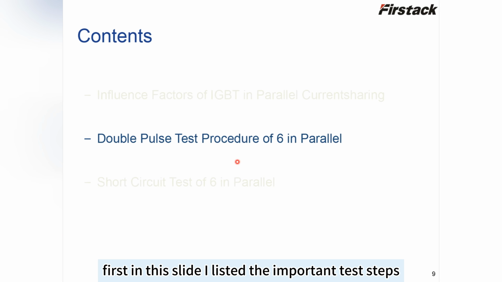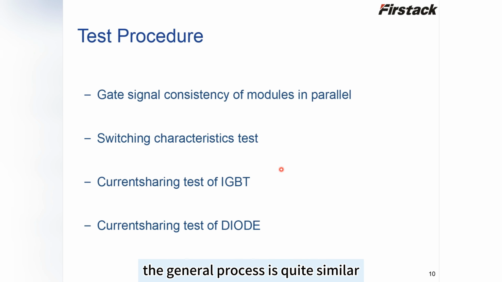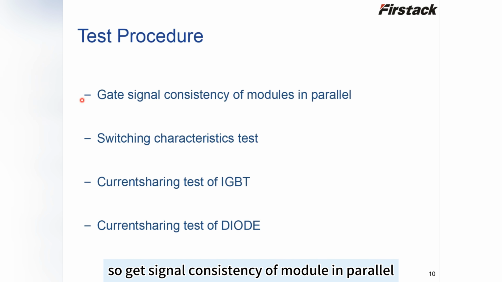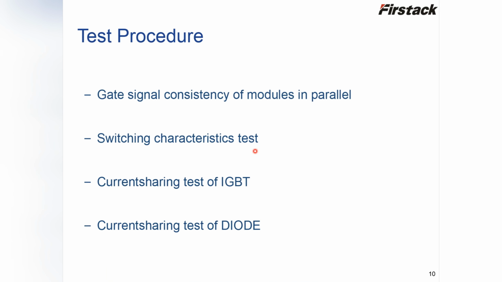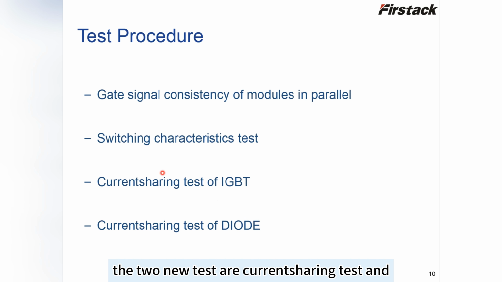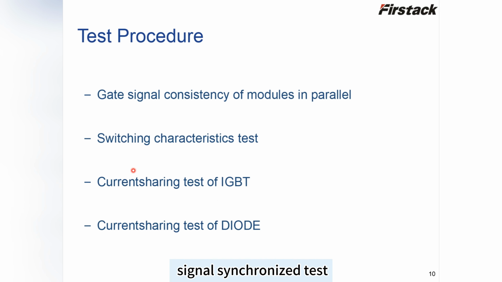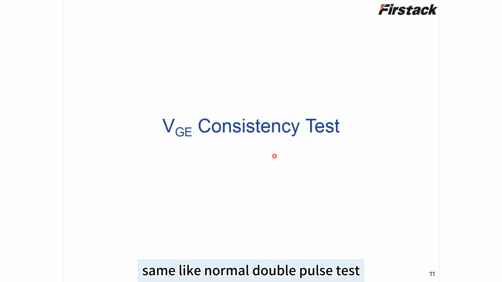First, in this slide, I listed the important test steps. The general process is quite similar: get signal consistency of modules in parallel, switching characteristics test, current sharing test of IGBT, current sharing test of diode. The two new tests are the current sharing test and the signal synchronization test. The other steps are the same as the normal double pulse test. Let us start from the first step.